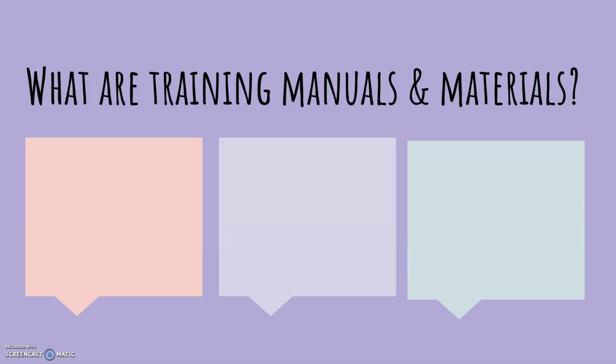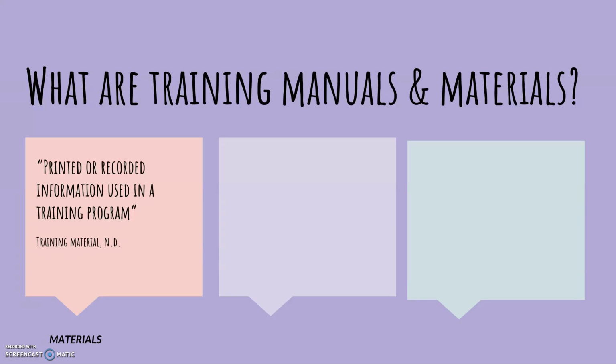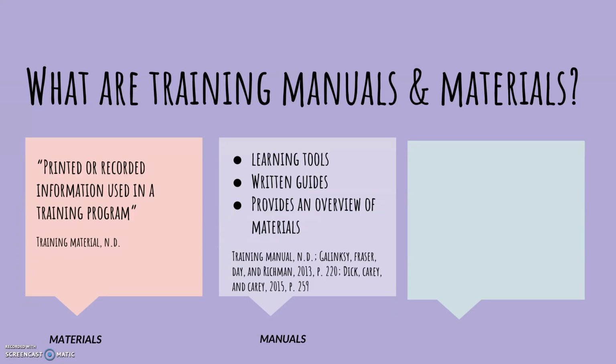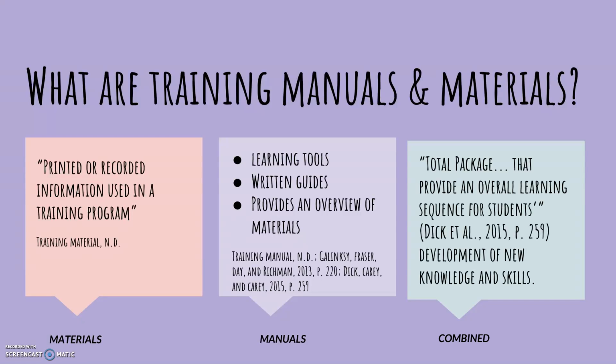So, to recap, what are training manuals and materials, and can they be viewed as a combination? For example, materials, as we discussed, are printed or recorded information used in a training program. Manuals are learning tools, written guides, or anything that provides an overview of materials. And combined, they can be viewed as the total package that provides an overall learning sequence for students' development of new knowledge and skills.